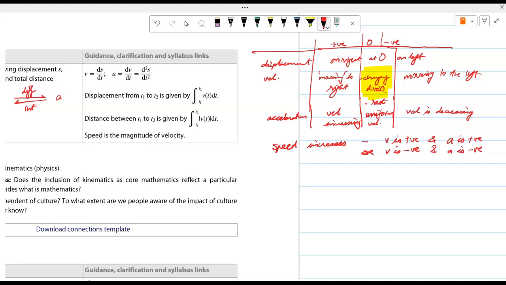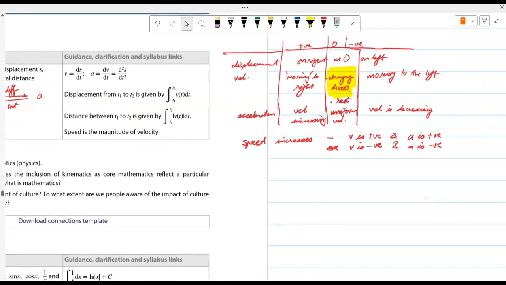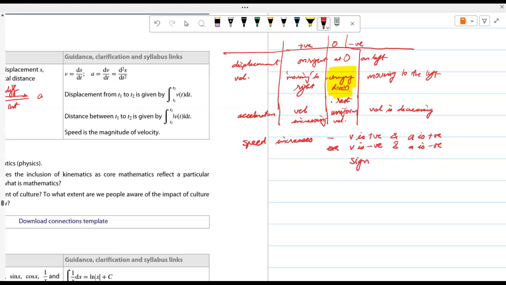When will the speed be decreasing? When the signs are different. Opposite, yes. When velocity is positive, acceleration is negative, and vice versa. Velocity negative, acceleration positive. So please remember that, this is important. And obviously, you draw the sign diagram for all this to realize it.